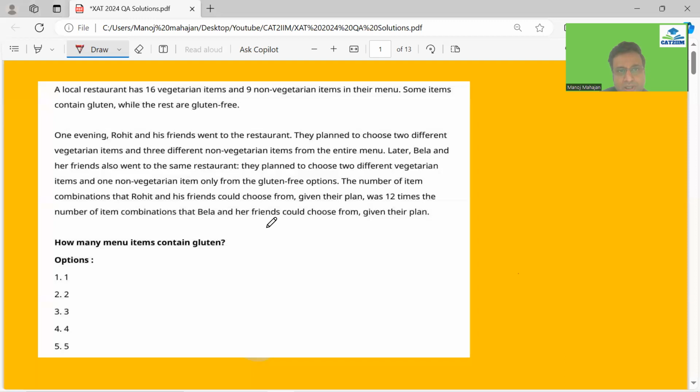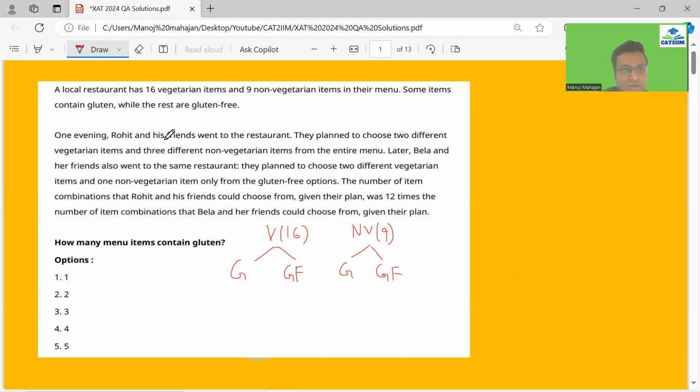So what I'm doing over here is let me draw a chart. Vegetarian items we have is 16 in number. Non-vegetarian we have 9 in number. And some of them are having gluten, so let me write G for that, while the rest are gluten free. We do not know the number out here. This is gluten free, so same thing we can do over here: G and GF. So let's see how we're going to answer this.